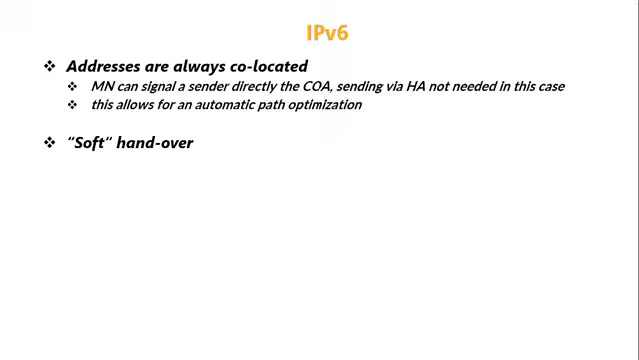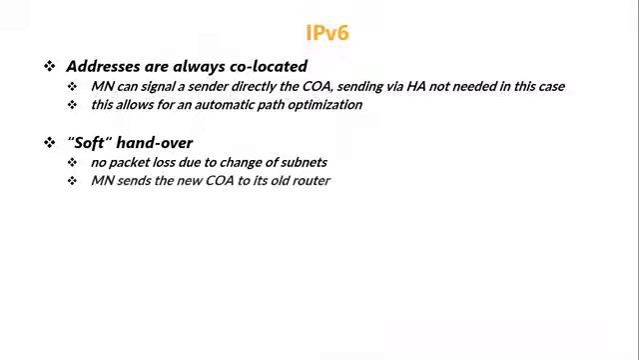And this allows for automatic path optimization. And it also supports soft handover features. Soft handover means the mobile station is moving from one network to another network without call drop. That is called a soft handover. If the call got dropped during that time, then that is called a hard handover. So IP version 6 basically supports soft handover.